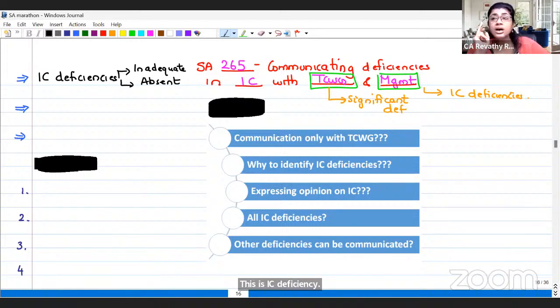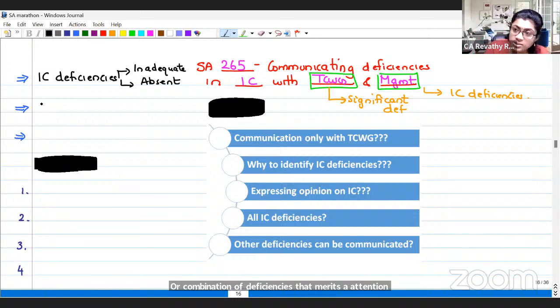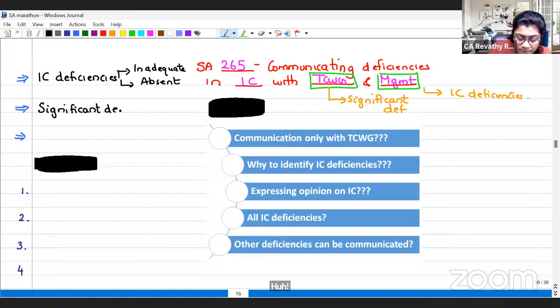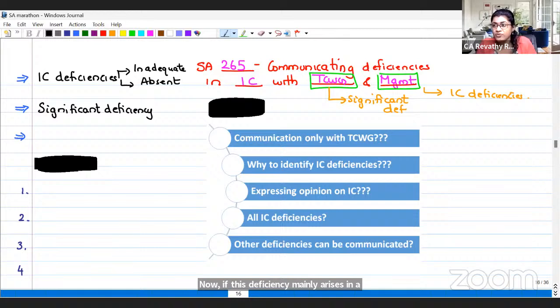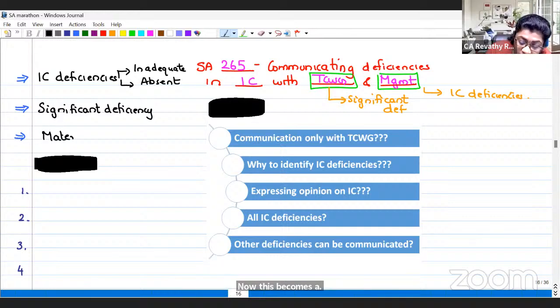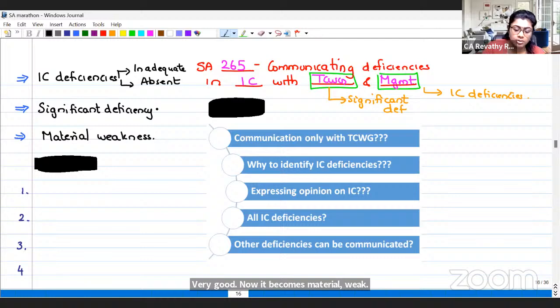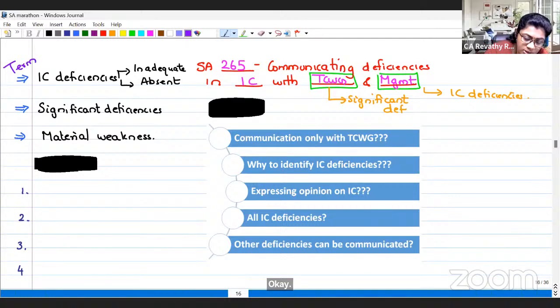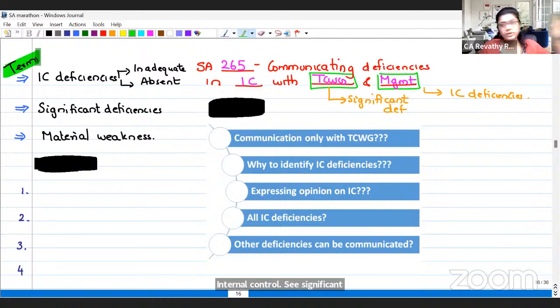Now, a deficiency or combination of deficiencies that merits attention of TCWG is called a significant deficiency. Now, if this deficiency results in a material misstatement, some fraud or error in FS because of this, now it becomes a material weakness. These are the terms: internal control deficiency, significant deficiency, material weakness.